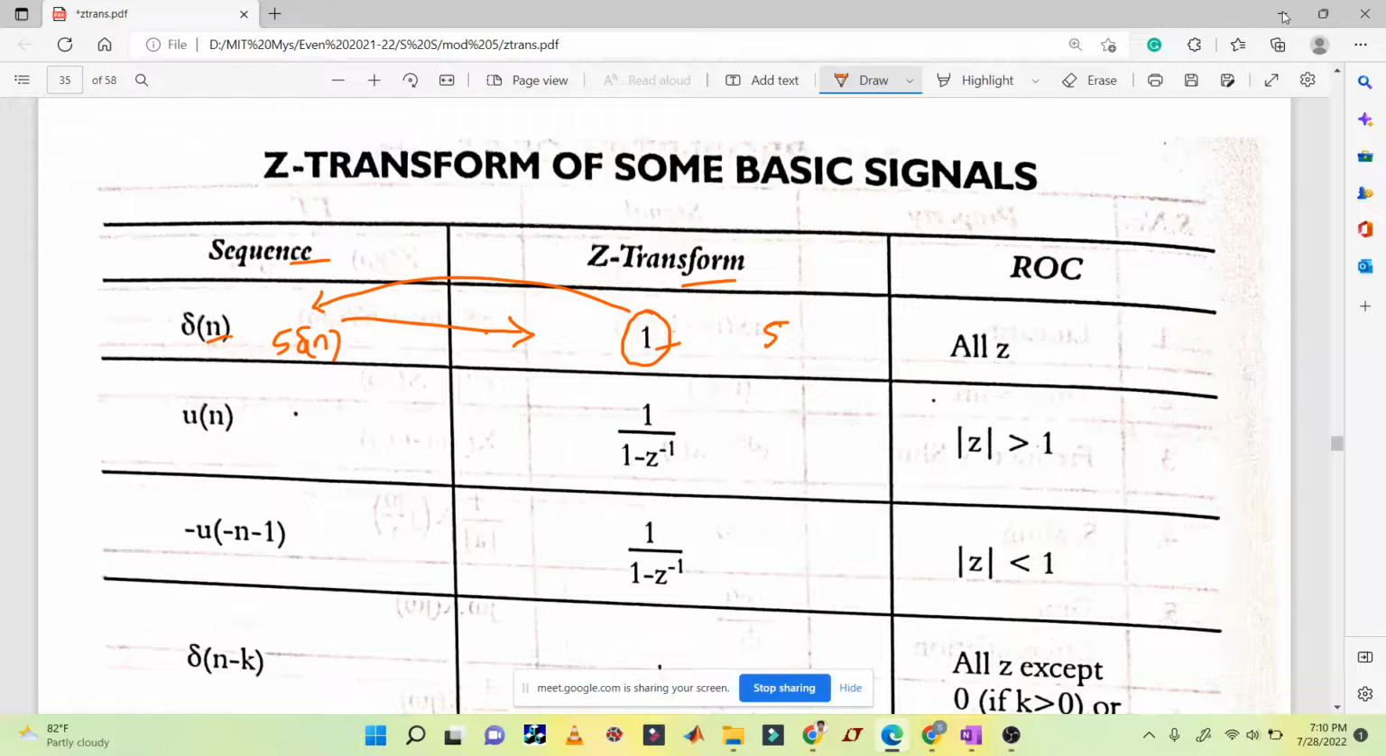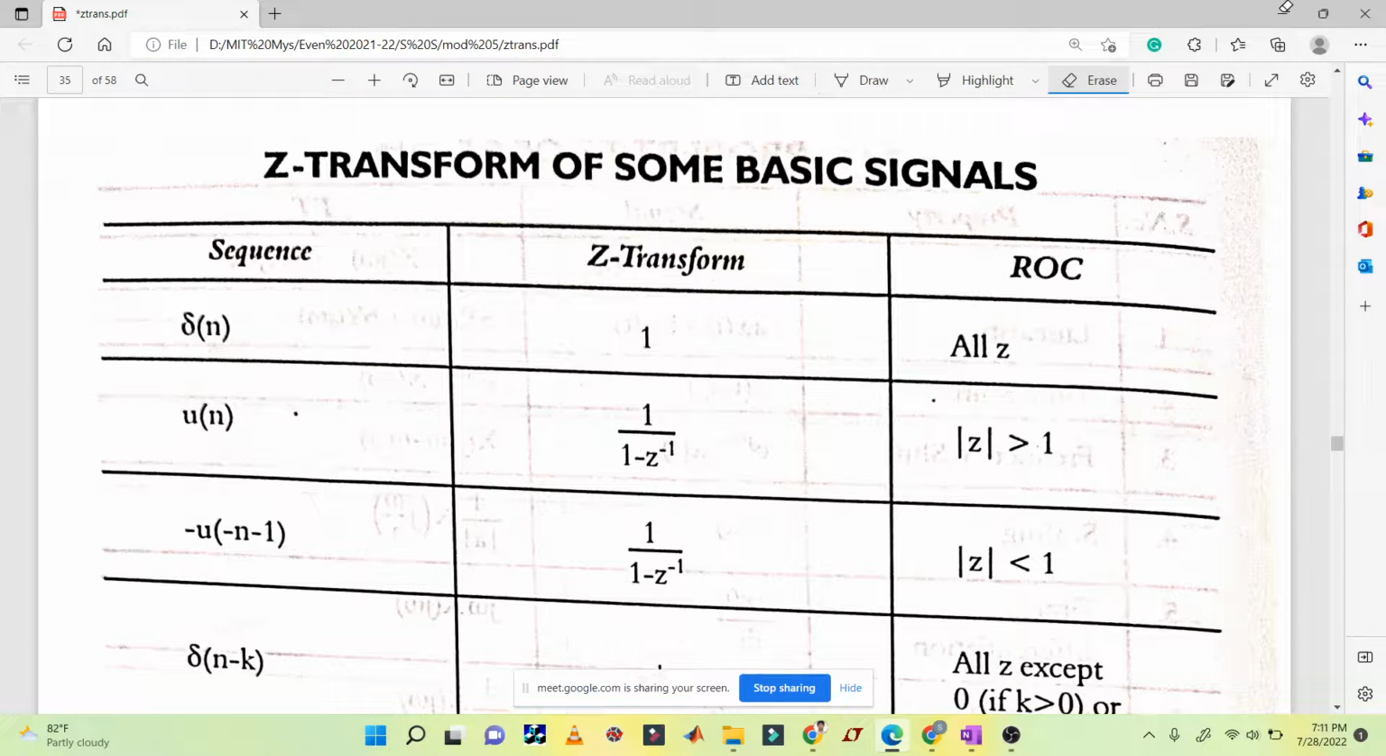If the transform is z to the power minus 1, then you have to write delta of n minus 1. So this is about the inverse Z transform. Already we know what the standard Z transforms are. From that we can find the inverse, that is, the given sequence.